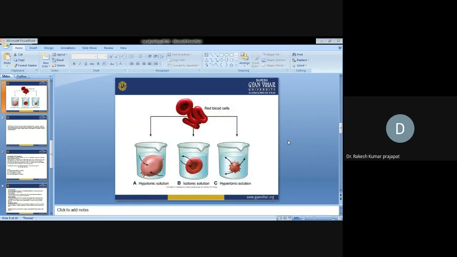This is the diagrammatic representation of hypertonic and hypotonic solutions. If we place a red blood cell in a hypotonic solution, water will move into the cell, so the cell will swell. In isotonic solution, there is no change in the cell. But in hypertonic solution, water will exit the cell and the cell will shrink.